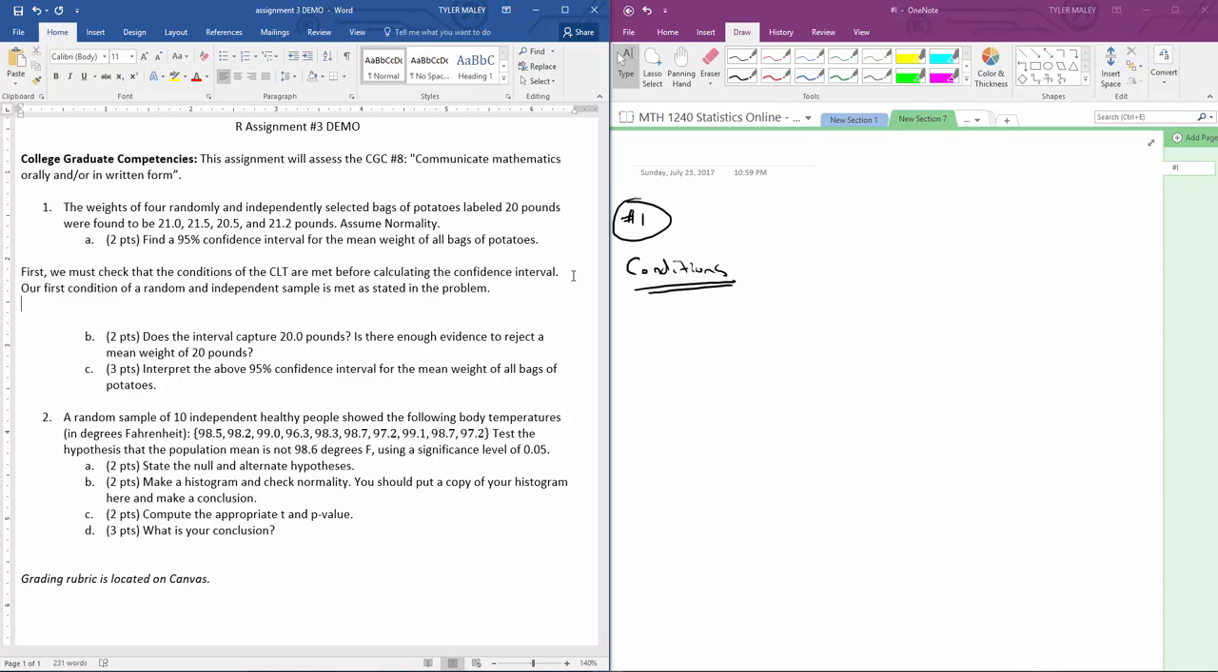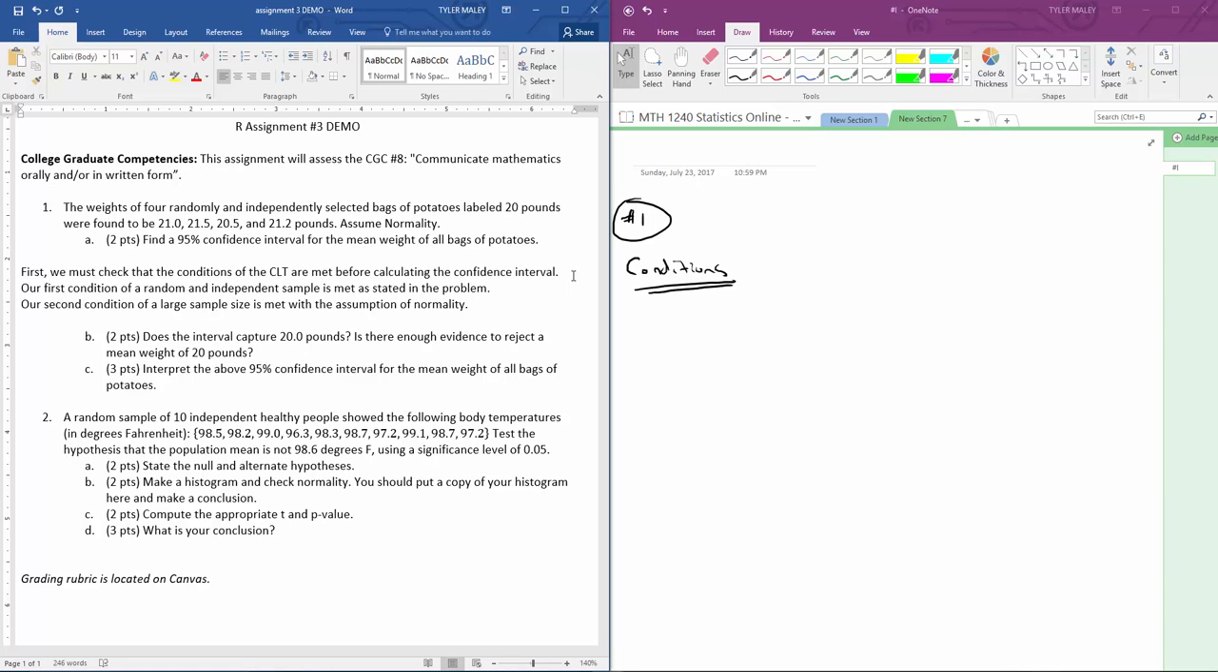The second condition is a large sample size. Remember, we need a large sample size, n greater than or equal to 25, or we need normality. So our second condition of a large sample size is met with the assumption of normality. We're assuming normality here, so that meets our second condition.